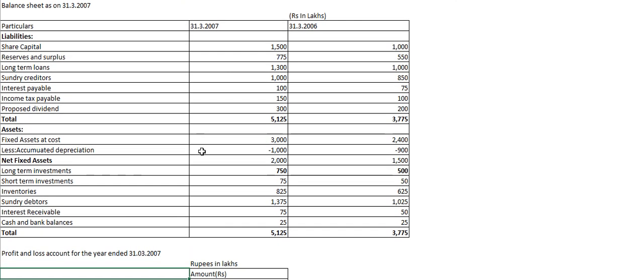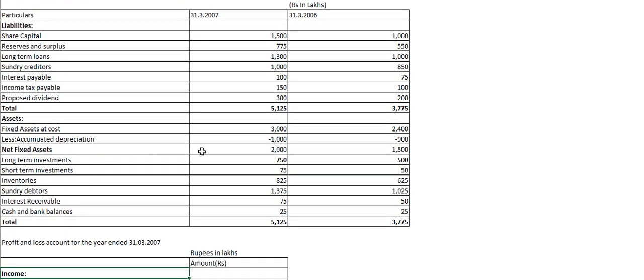So your share capital, last year it is 1,000, the current year it is 1,500. It has increased, so you will add it in your issue of share capital in financing activity. Reserves and surplus, last year it is 550, this year it is 775, so it has increased, so you'll add it. Long term loans, last year it is 1000, the current year it is 1300, again it has increased, you will add it in your financing activity.